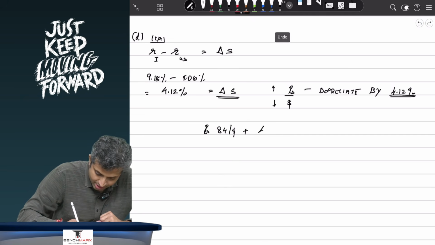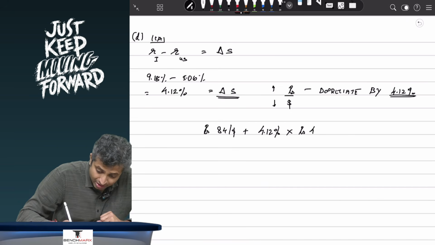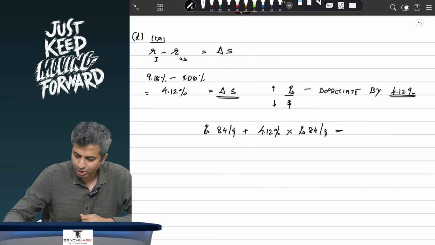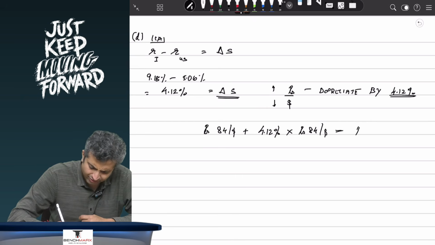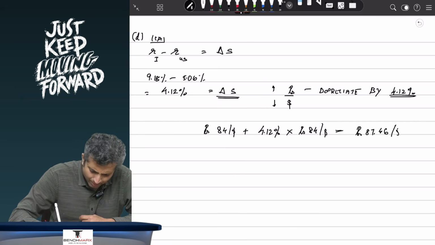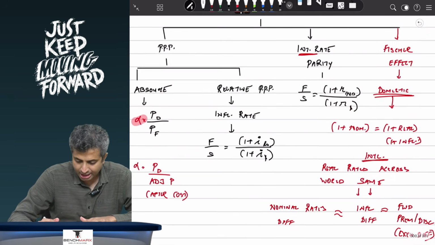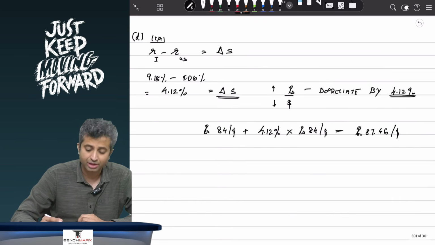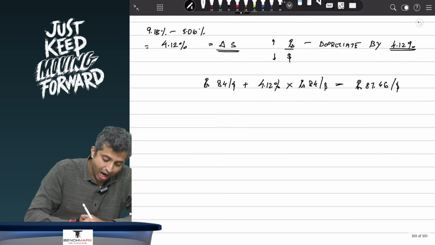4.12%. I'll give you an exact answer as well, but if I want to keep it consistent with the institute's printed formula, at least I will come to 84 plus 4.12%, which will come to around 87.46. Now this is approximately equal to around 87.29 that I found in the earlier working.